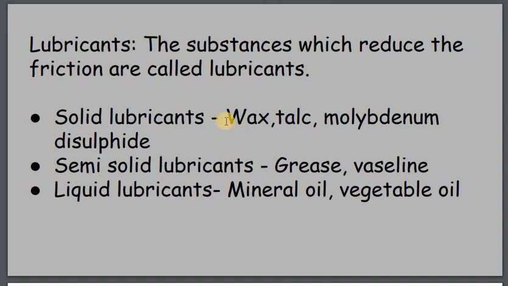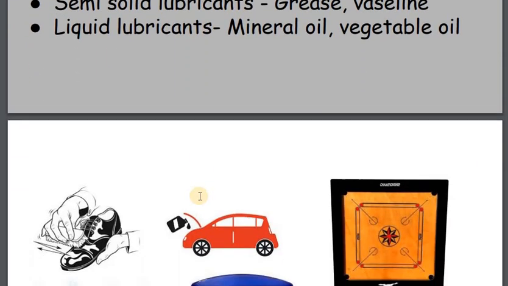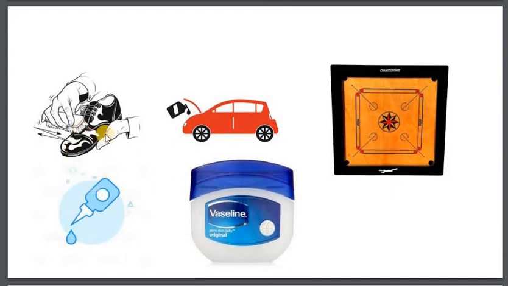Next we'll see lubricants. These are all used to reduce the friction. The substances which reduce the friction are called lubricants. So there are various types of lubricants, like solid lubricants, semi-solid lubricants, and liquid lubricants. For polishing this shoe, we are using wax. We use a liquid engine oil. Here we use talc or any soft powder to reduce the friction. And these are the types of lubricants.